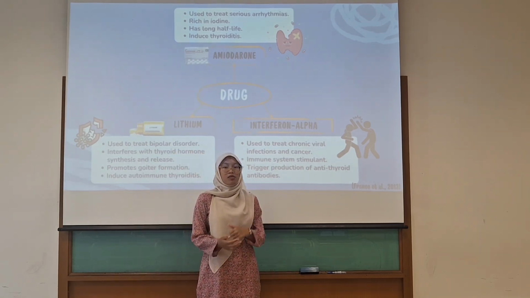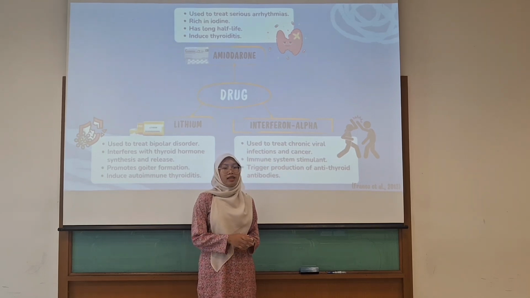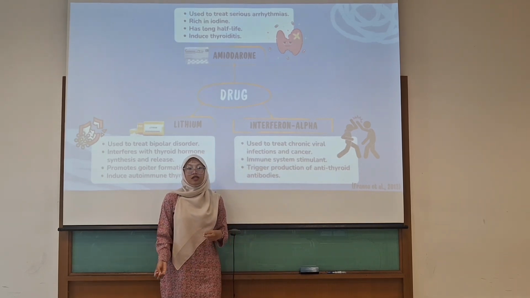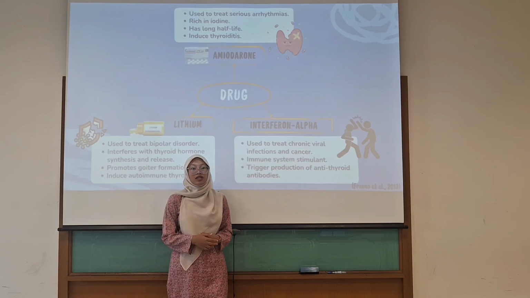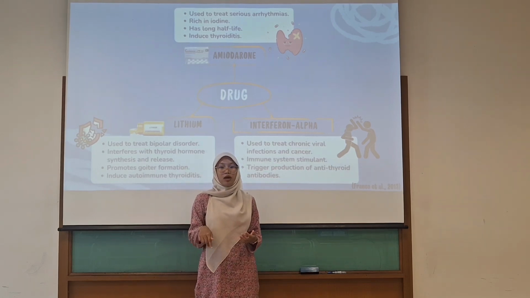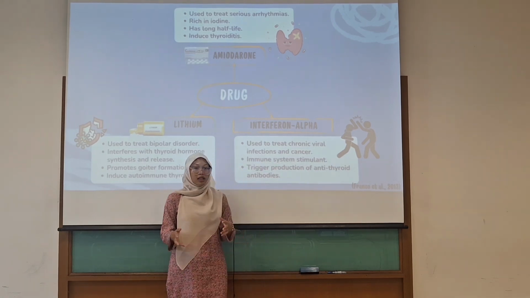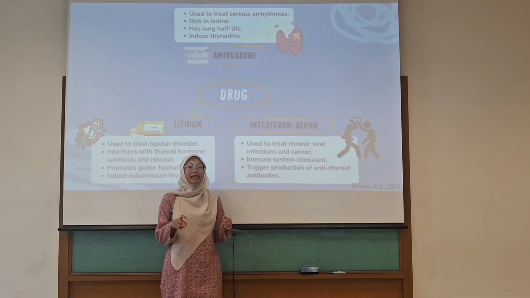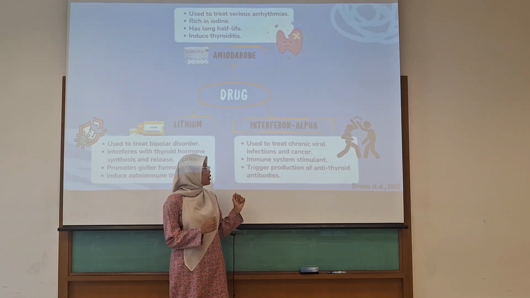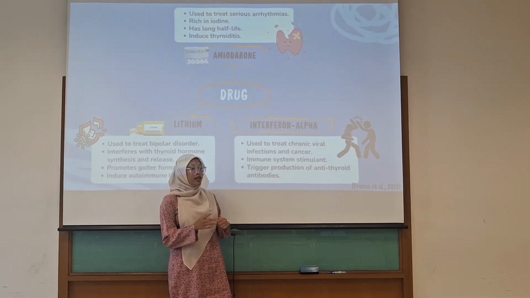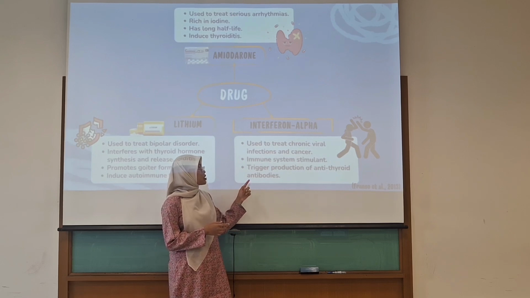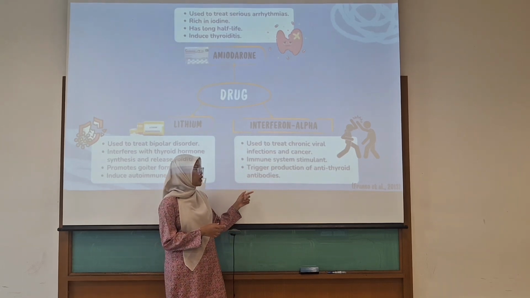the immune stimulation can backfire, where the thyroid itself can become more visible to the immune system by increasing its MHC class 1 on its surface. So the immune system can mistakenly attack the thyroid cells. Other than that, it can also trigger the production of autoantibodies or anti-thyroid antibodies.